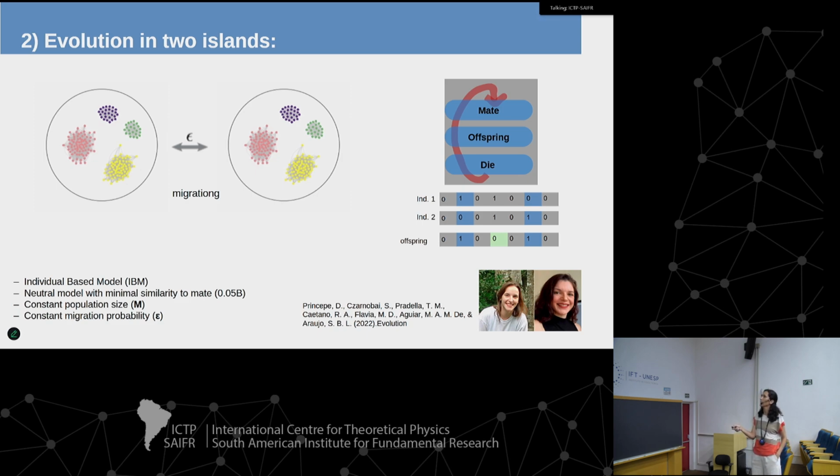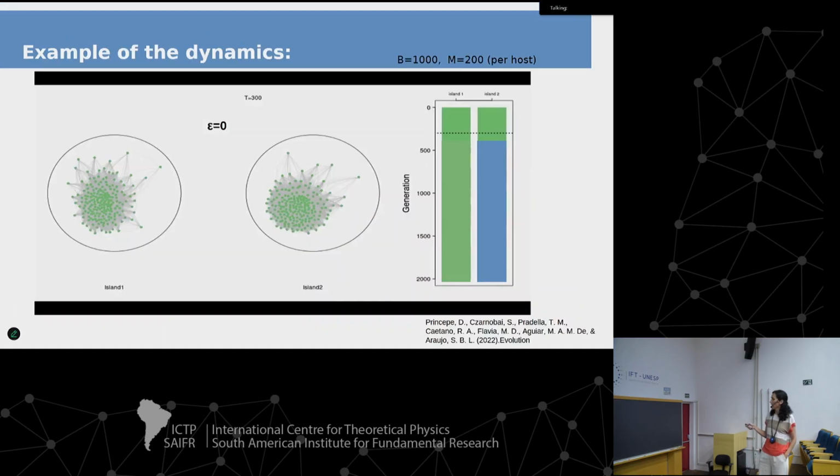The basic parameters of the model are the minimal genetic similarity, which will help us to define species, the constant population size, and the migration. The migration is also constant here. And so I will show you how it will work here. For example, each dot means one individual in one of these islands.